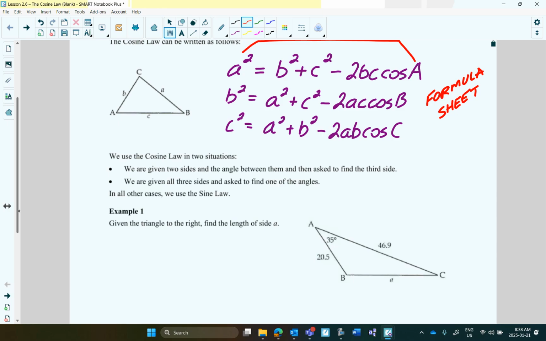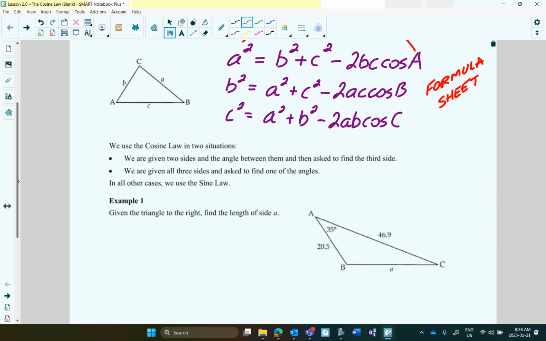Because you can't use sine law in this situation. Remember I said for sine law, you need to know an angle and its side opposite. Well, here you don't know an angle and its side opposite. You know this angle, but you don't know this. You know these two sides, but you can't figure out those angles. So we can't use sine law. So we reach for cosine law for this one.